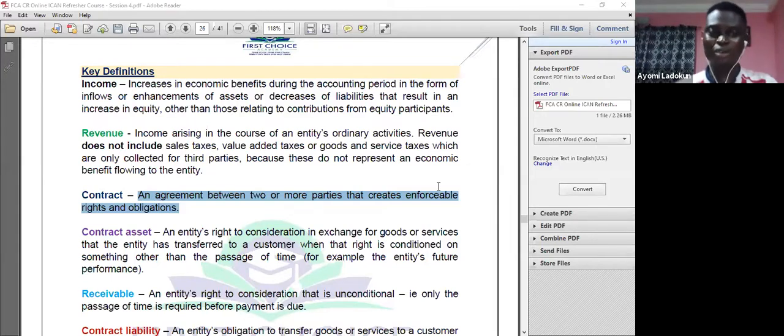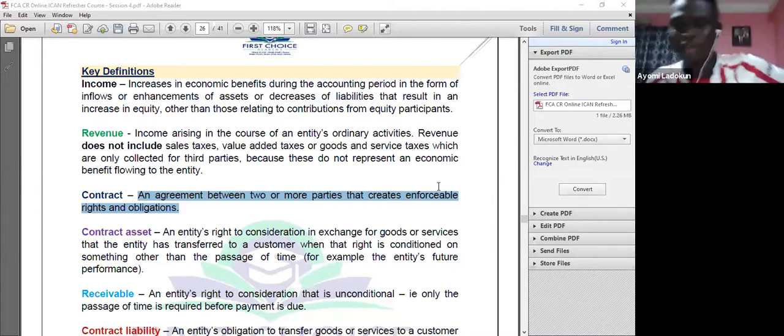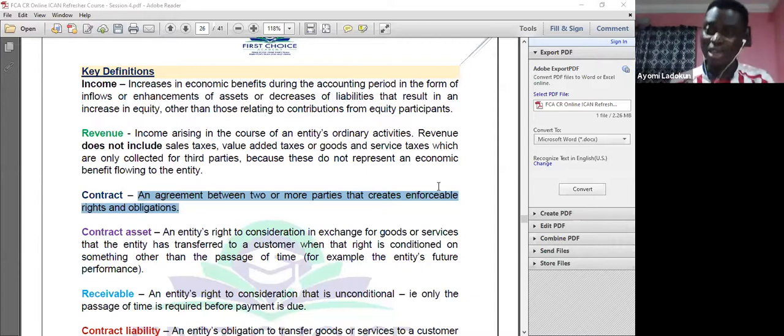The difference between income and revenue. The money you got out of your ordinary course of business, the reason why you are in business, that is revenue. Anything outside that is income. If you look at an airline company, for example, why are they in business? To fly. And before you can fly, you must buy flight tickets. So the money they make from flight tickets is revenue. Any other money outside flight tickets is taken as income.